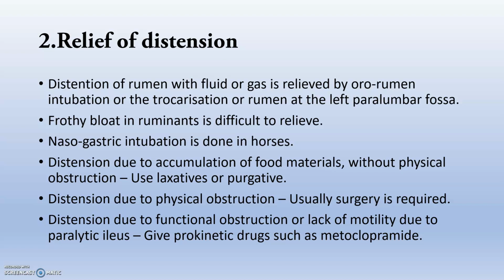Next is distension due to functional obstruction or lack of motility. We will go for prokinetic drugs such as metoclopramide or domperidone, whereas metoclopramide has central and peripheral action, and domperidone has what action? Peripheral action mainly, and those are dopamine antagonist drugs.